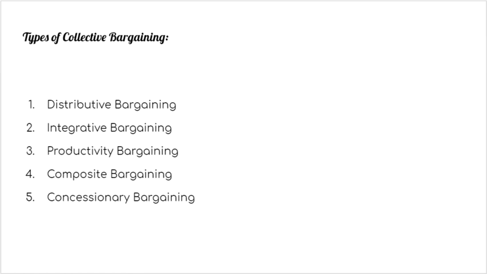These are the different types of collective bargaining: distributive bargaining, integrative bargaining, productivity bargaining, composite bargaining, and concessionary bargaining.